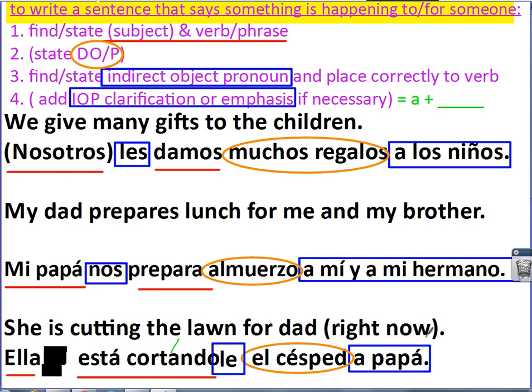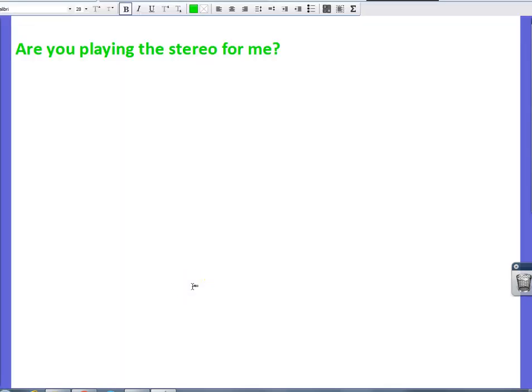And let's try one more sentence on your own. Let's add this sentence. Are you playing the stereo for me? And let me walk you through it just a little bit. It's a question, so you're going to have to start with an upside down question mark and end with a question mark. And then your sentence is just going to be the sentence, you are playing the stereo for me, but it just has question marks around it.